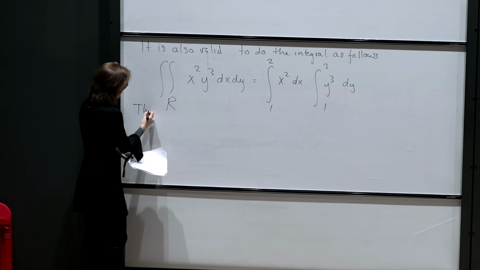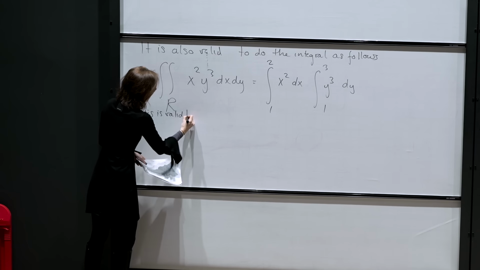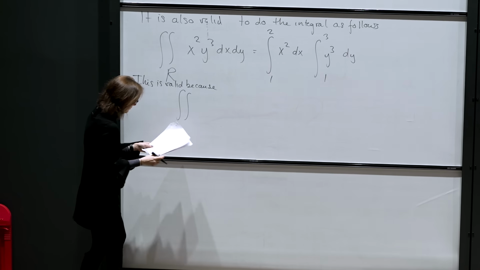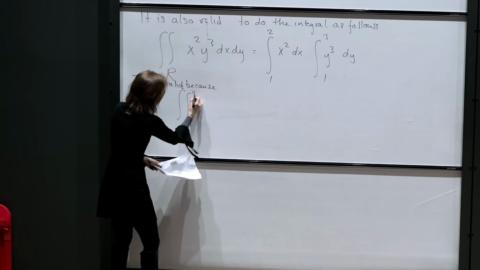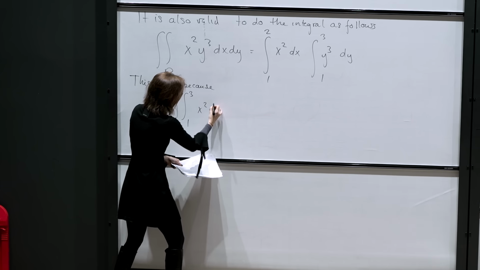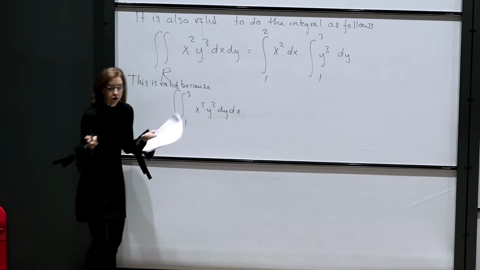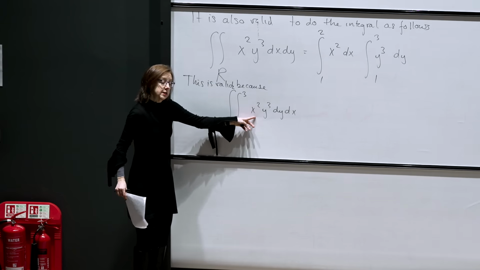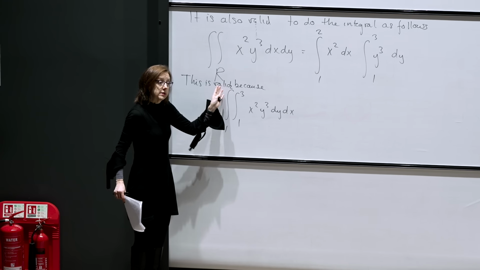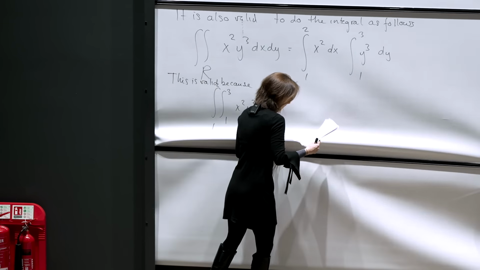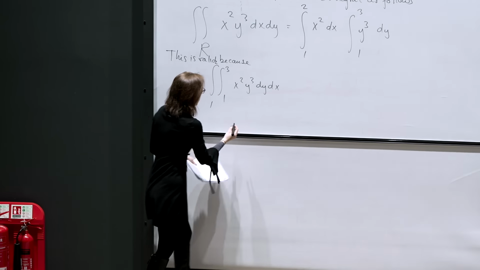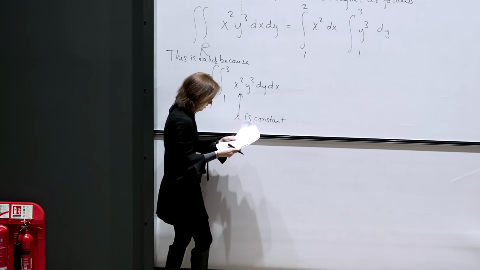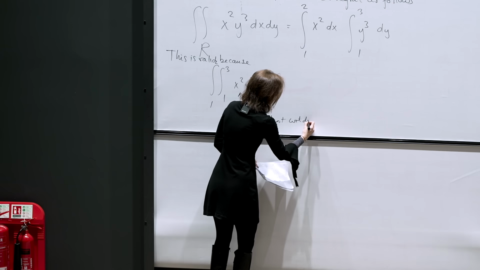And this is valid because when I integrate from 1 to 2, 1 to 3 of x squared y cubed dy dx, so when I do the integral here with respect to y, I'm holding x fixed. So as far as I'm concerned with this x, it's just some constant, and then I can use linearity to pull it out. When I'm doing the y integral, this x is held constant with respect to dy.